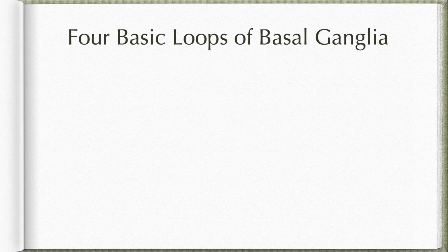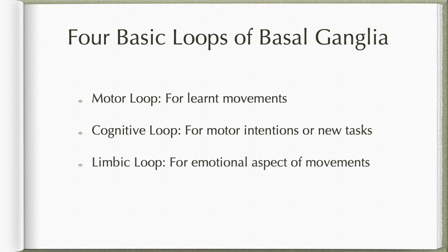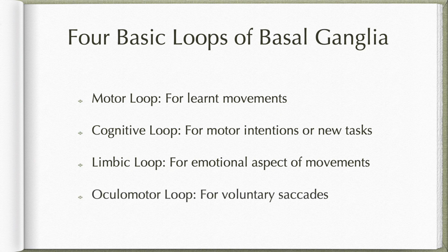Making sense of these connections is done through these four basic loops of basal ganglia, which include the motor loop, which is involved in executing learned movements; the cognitive loop, which is involved in motor intentions or in learning any new motor task; the limbic loop, which is involved in motor expression of emotions; and the oculomotor loop, which is involved in voluntary saccades. So let us find out what these loops are.